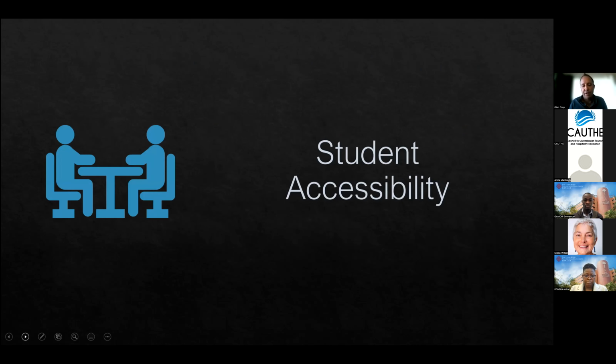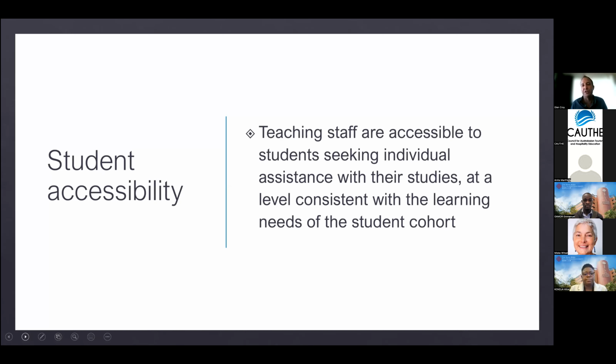All right. I'll touch very briefly on student accessibility, another key component of the standards. What they highlight is that staff must be accessible to students seeking individual assistance. Generally, this is going to be a challenge with an accreditation if there's a very high reliance on casual staff. Casual staff within their workload models generally do not have a high proportion of time available for consultation and accessibility, particularly for the larger issues beyond the unit in regards to the learning needs of the student cohort. So it's just a point to note rather than anything else.